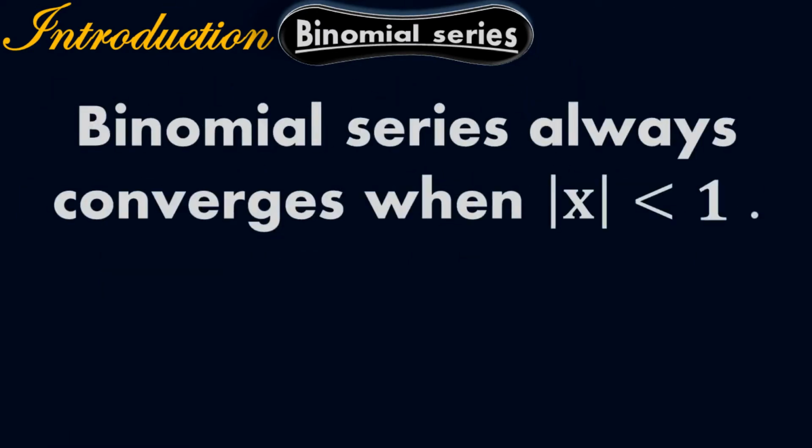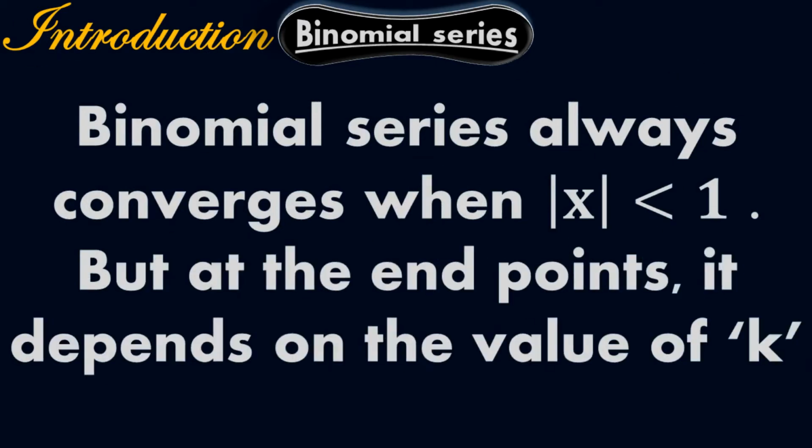Binomial series always converges when the modulus of x is less than 1, but at the endpoints it depends on the value of k. Look, it is for the infinite binomial series. We're going to learn later what the finite binomial series is and what the infinite binomial series is. So the infinite binomial series always converges when the modulus of x is less than 1, but at the endpoints it depends on the value of k. Some formulas have k, in some formulas we use n. So it actually depends on the value of k, which is the power of the binomial series. Just keep this in your mind for the time being. We're going to do it later.